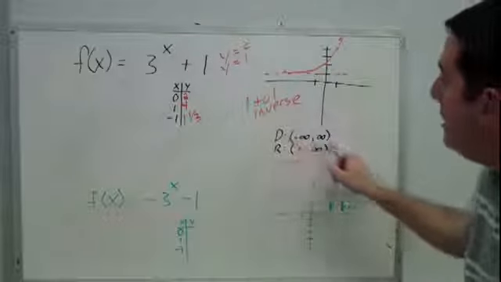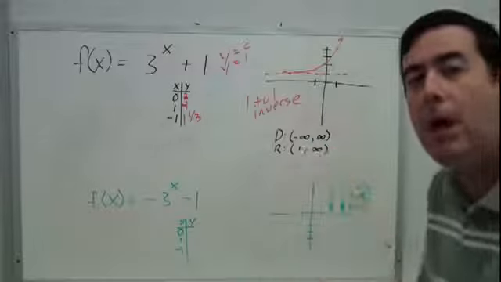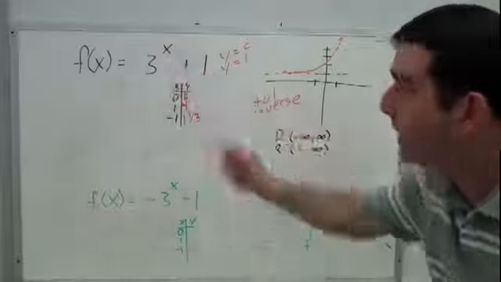Now, the domain of this, again, was negative infinity to positive infinity because there's no square root and there's no fraction where the x is.